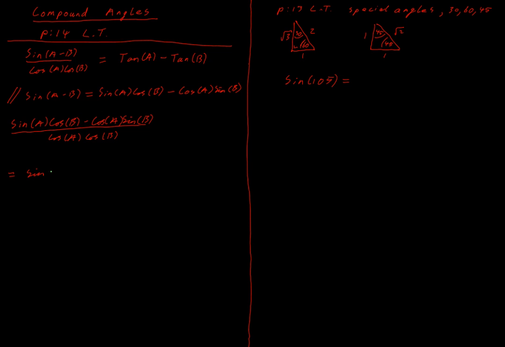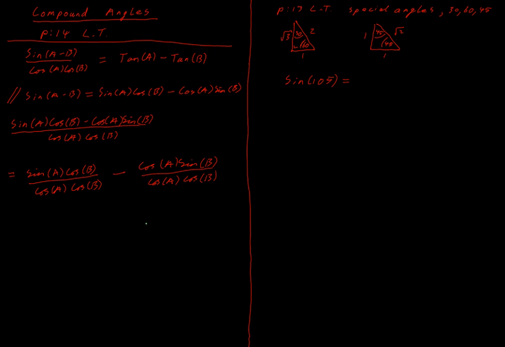So I end up with sine A cos B all over cos A cos B, minus cos A sine B all over cos A cos B.